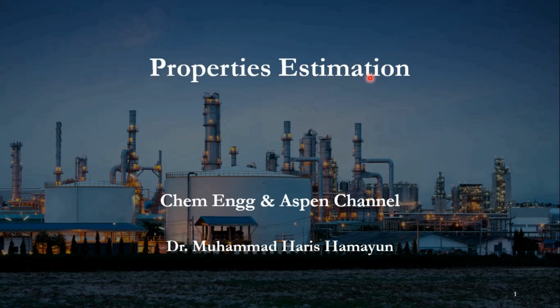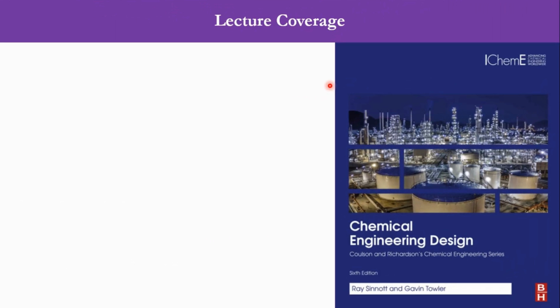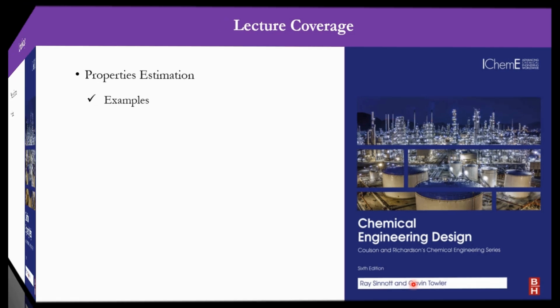In today's video, our focus will be on properties estimation, and in this lecture we will calculate various physical properties which are very important when we are talking about any industrial chemical process. In today's lecture, we will be using the book Chemical Engineering Design, Coulson and Richardson's Chemical Engineering Series, 6th edition by Ray Sinnott and Kevin Dollar, and we will solve different examples for the properties estimation.